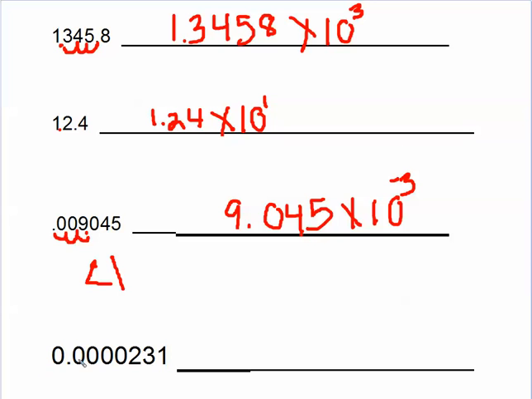Same down here. You can already tell our number is less than 1, so we're going to have a negative exponent. Here's our leftmost digit, so 2.31 times 10. And we see how many places we've moved here: 1, 2, 3, 4, 5. So we're going to be negative 5. The way you would read this number is 2.31 times 10 to the negative 5th. And that is how you put numbers in scientific notation.